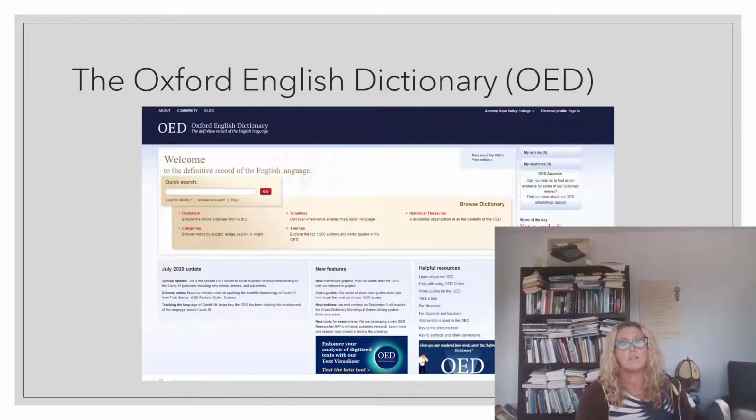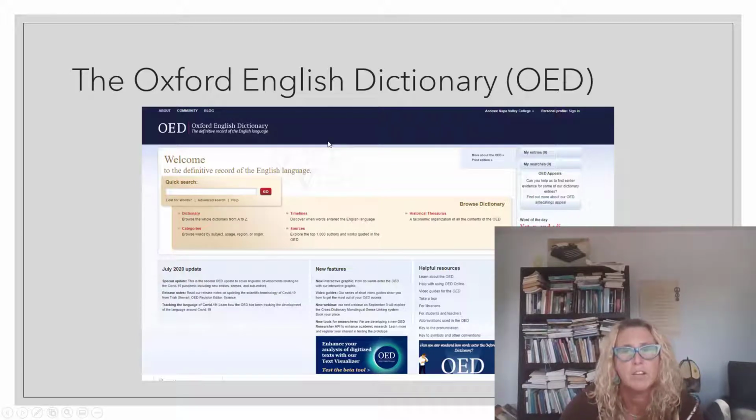So this is what the database, the Oxford English Dictionary, looks like. How you get to it is, there's a link to it in this week's lesson, or you can go to the NVC website, click on library, click on McCarthy Library, and then click on databases. If you scroll down, you'll see the Oxford English Dictionary is available for you to search. This is where you type in your word. You can also just browse the dictionary.